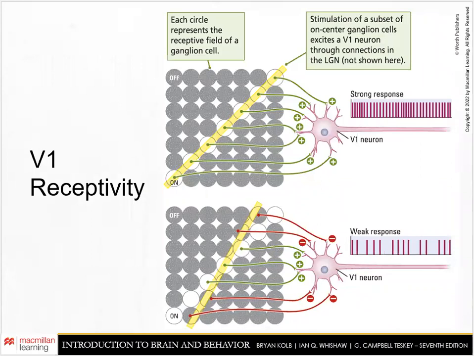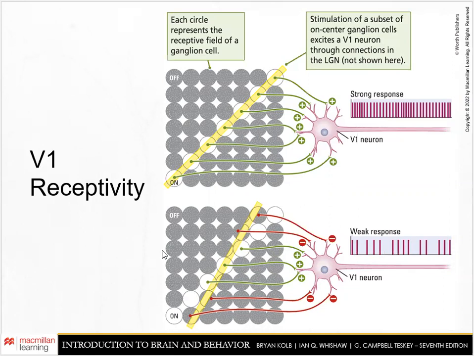A little bit more about the receptivity of the primary visual cortex. A V1 cell responds to a row of ganglion cells in a particular orientation on the retina. The light bar strongly activates a row of ganglion cells, each connected through the LGN to a V1 neuron. The activity of this V1 neuron is most affected by a bar of light at a 45-degree angle.